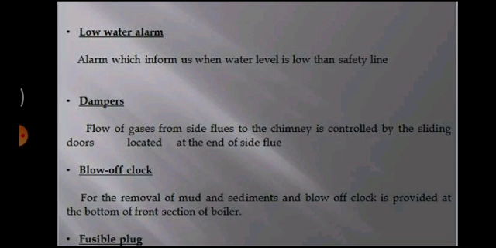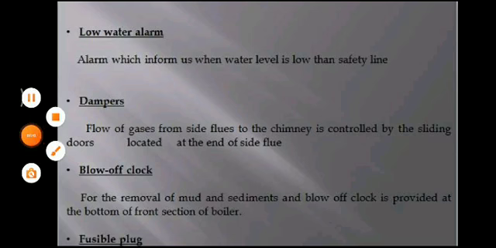Flow of gases from the side flue to the chimney is controlled by sliding doors located at the end of the side flue. Blow off cock for the removal of muds and sediments is provided at the bottom of the front section of the boiler. The waste and sedimentation products inside the blow off are removed through it, provided at the bottom of the boiler.